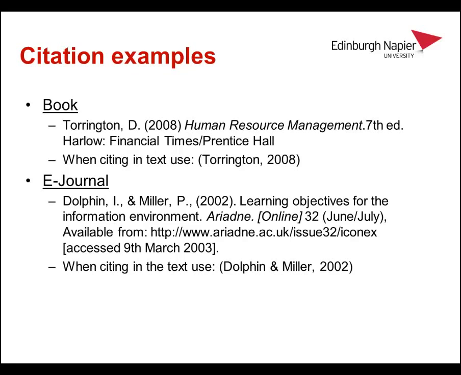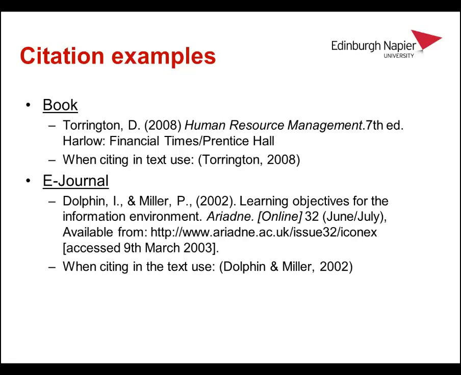For a book you've got the author, the year, the title, the edition, if it's anything other than the first, where it was published and who published it. When you would cite that in your text, you'd have your quotation marks and then brackets, the author and the year. An e-journal is very similar.